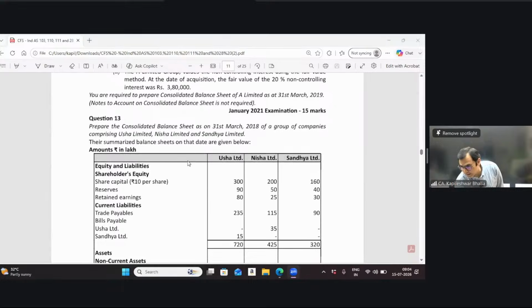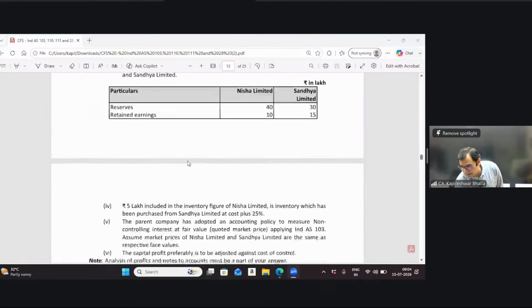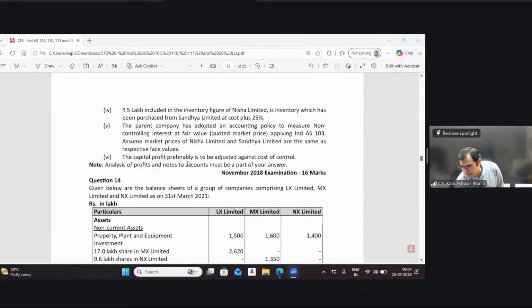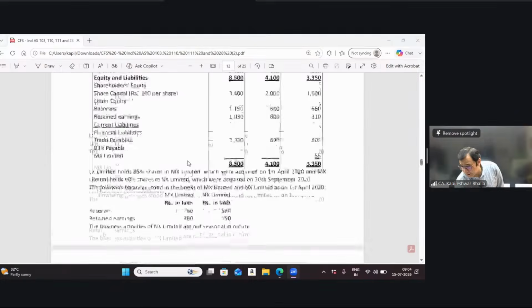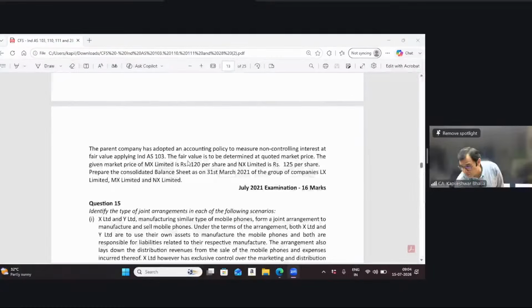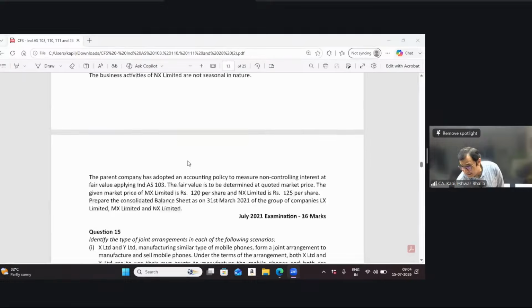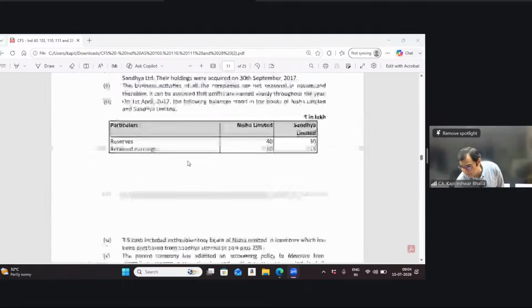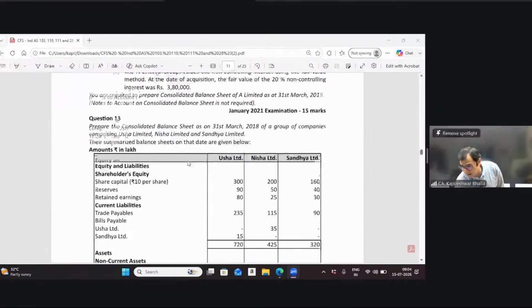Let's have a look at question number 13. This is an examination question. It came in the exams in November 18. A similar question came in the exams as well. That was in July 21. It came for 16 marks in the exam. So I'm doing right now the question number 13, which is an examination question. That was the first time when the question of chain holding was tested in the exams.